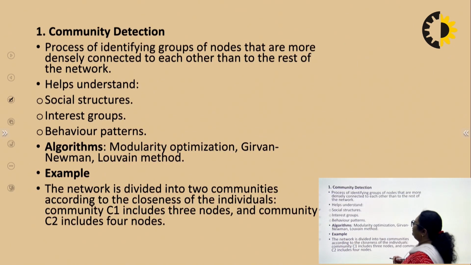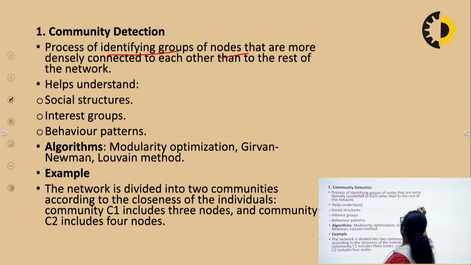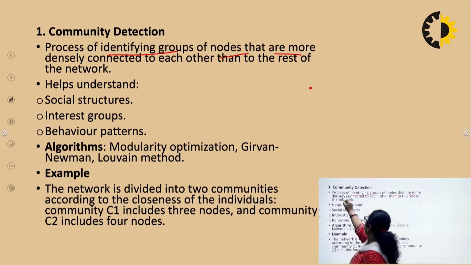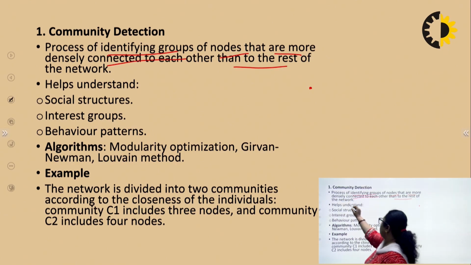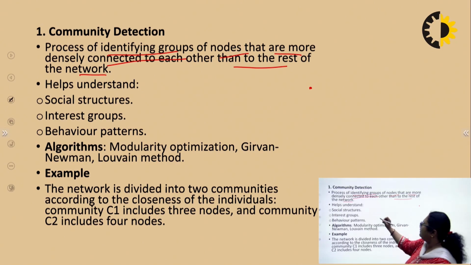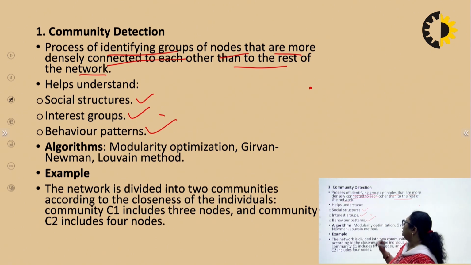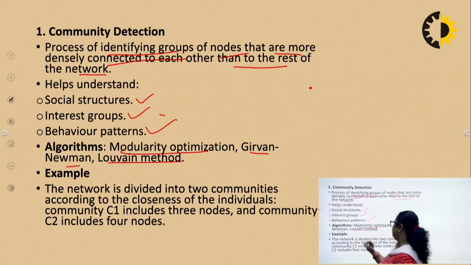So next is community detection. Basically, community detection is the process of identifying groups of nodes, you can say entities also, that are densely connected to each other compared to the rest of the network. So a community is basically a group of nodes. What does community detection help with? It helps to understand social structures, interest groups, and behavior patterns. If we look at the algorithms for community detection, we have modularity optimization, Girvan-Newman, and the Louvain method.